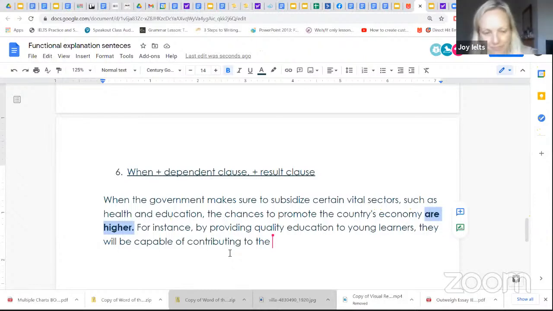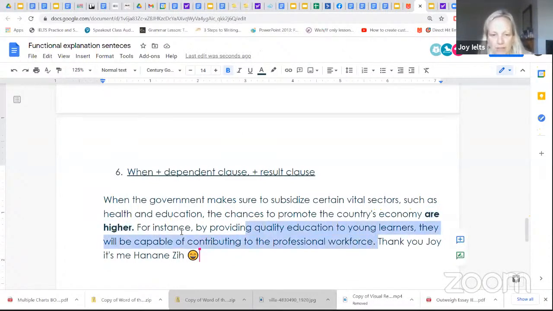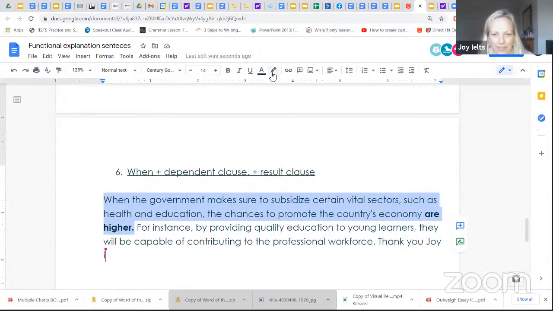professional workforce. Yes. Fantastic. I'd love to know who's writing. If you want to remain anonymous, that's fine. But if you want to say Hanan, or Hanan? Great. So Hanan, you have written 2 examples of these sentences here.